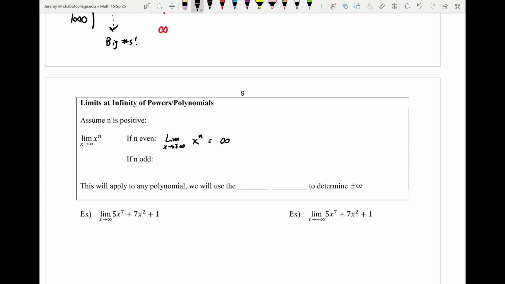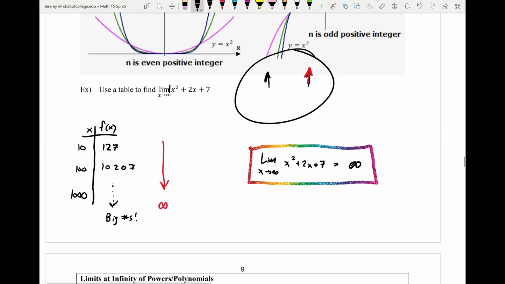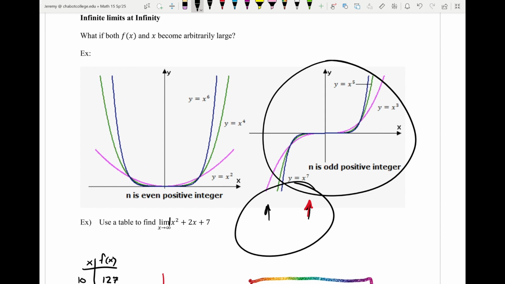Okay, and then if n is an odd number, right, think about the end behavior of polynomials which have odd degree. The limit as x approaches negative infinity of x to the n is going to be negative infinity. And the limit as x approaches positive infinity of x to the n is going to be equal to positive infinity. All right, because if the degree is odd, then we're thinking about this type of picture here.